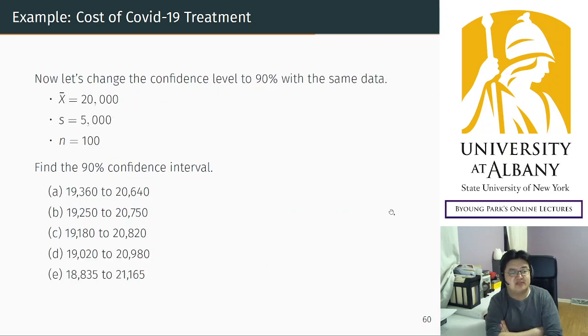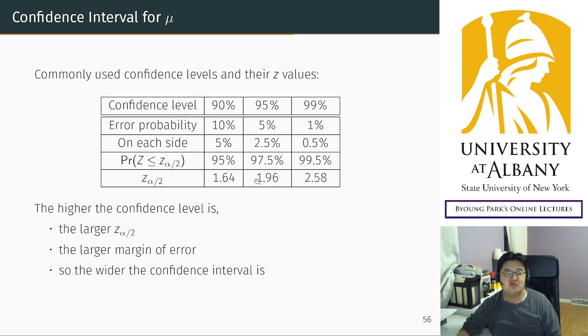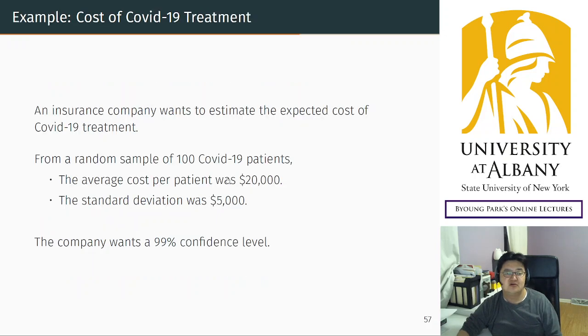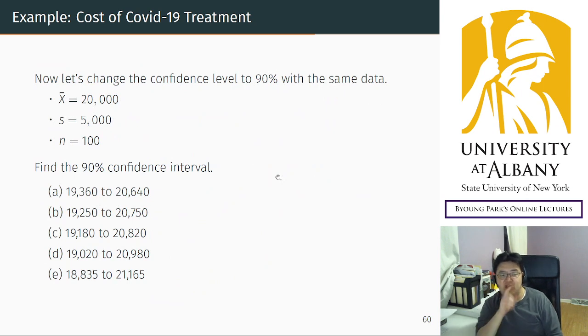And I'll give you an exercise. You need to try pretty much the same question with a different confidence level. So using a 90% confidence level, try to find the 90% confidence interval. You may use this number if you cannot find this value. So pause the video and do it by yourself, do the exercise, and I will show you the answer.